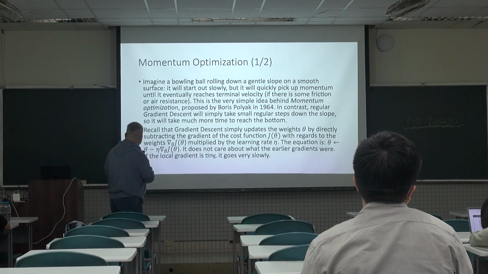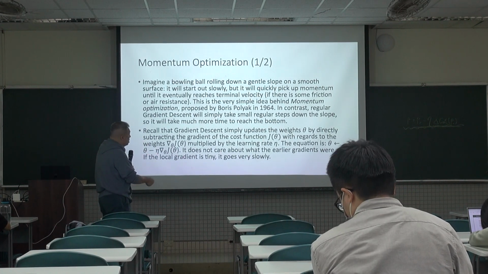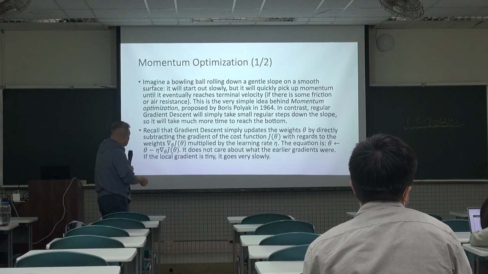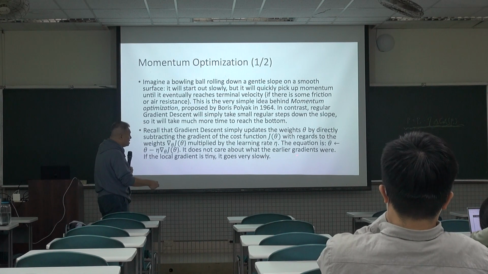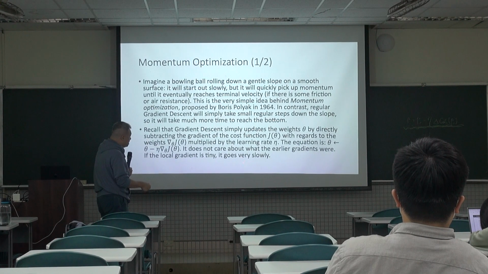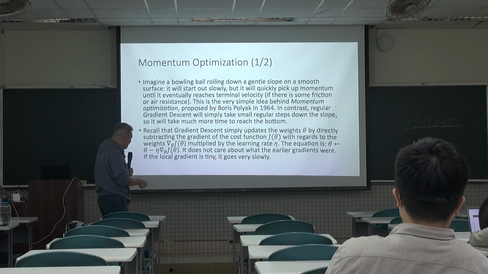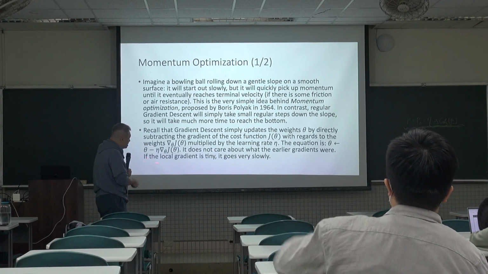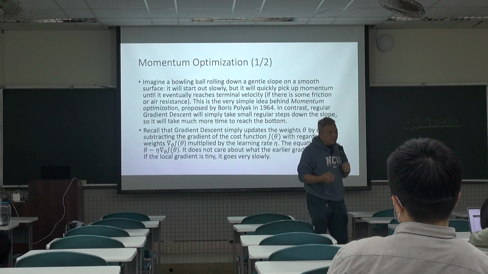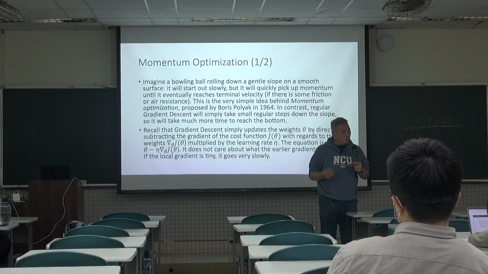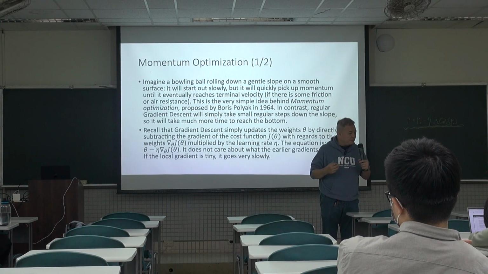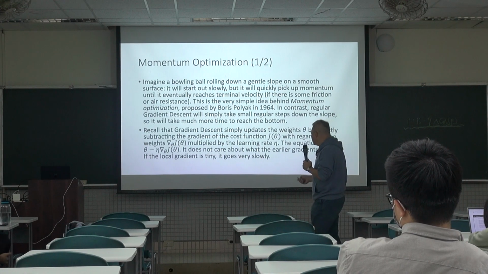This is the formula I just wrote. This one does not care about what the earlier gradients were. If the local gradient is tiny, it goes very slowly. If the local gradient is large, it goes faster. But no matter whether it goes slower or faster, it is determined by the local gradient. It is not determined by the gradient of the previous location. So that's the difference.